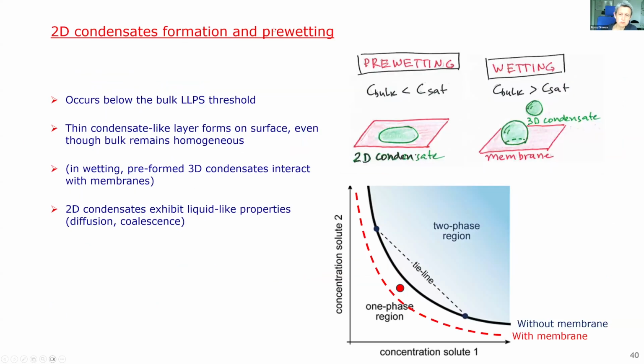One more slide that I want to introduce also the word pre-wetting. So pre-wetting is something that occurs below the binodal. So it can occur in your phase diagram where you would expect a one phase system, so no phase separation in the bulk of your condensates. But if you bring the membrane next to it, when you introduce a membrane here, it can act as a nucleation point and two-dimensional condensates can form. So condensation occurs below the saturation point, versus wetting where you start already with 3D condensates and you're somewhere here.